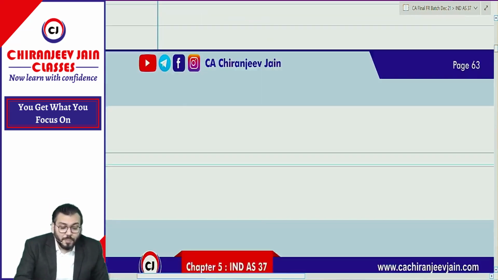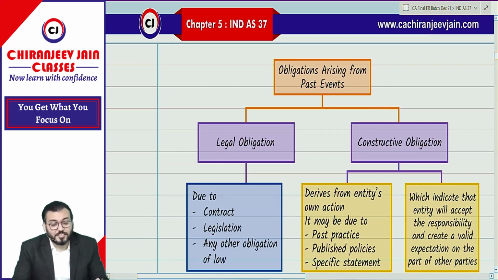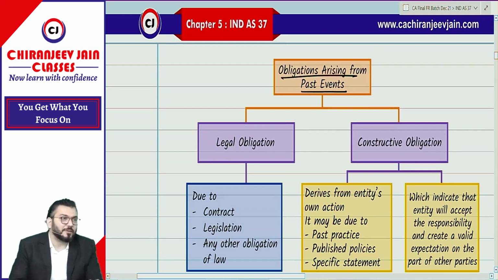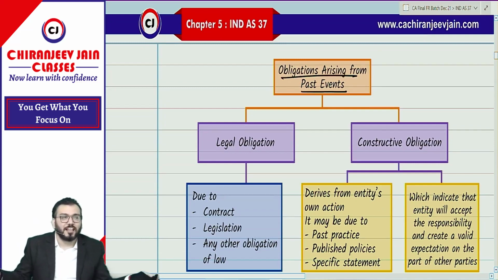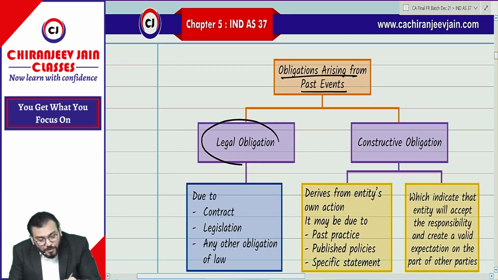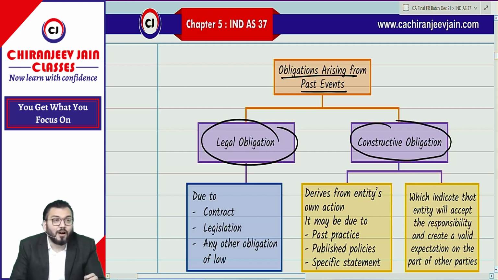Correct. Now, what Ind AS 37 says about this obligation arising from past event. Of course, we are discussing obligation arising from past event, which is of two types. One is known as legal obligation, one is known as constructive obligation.